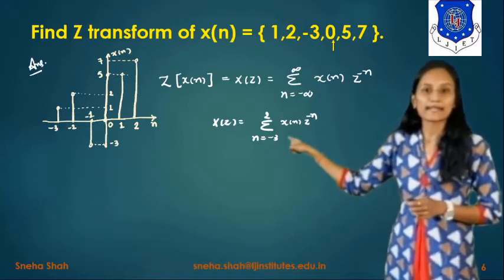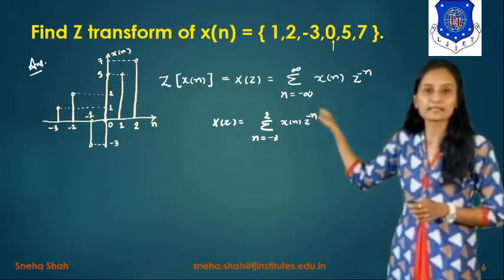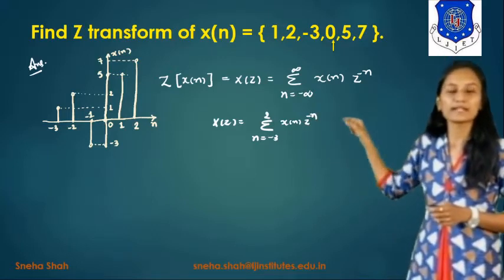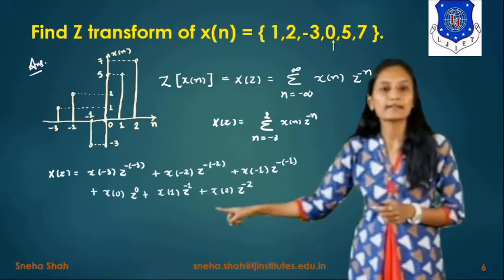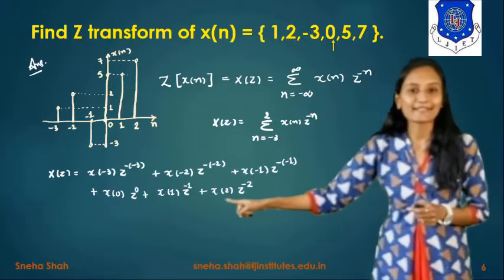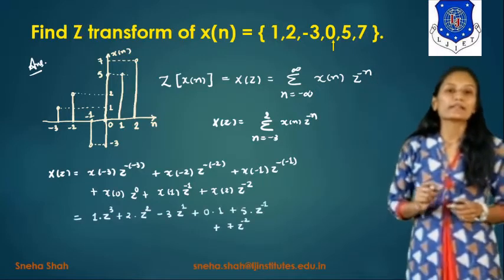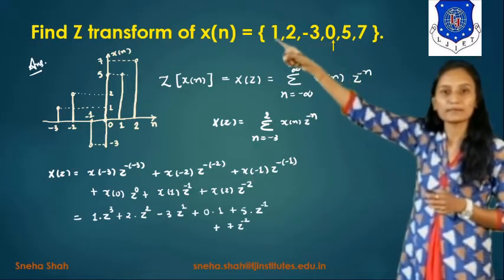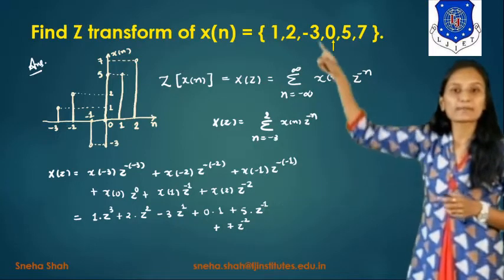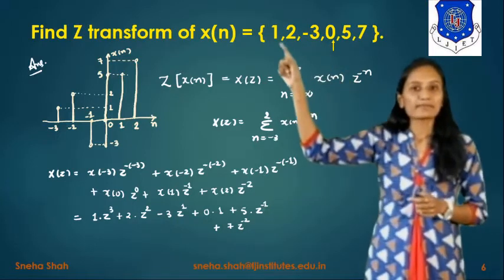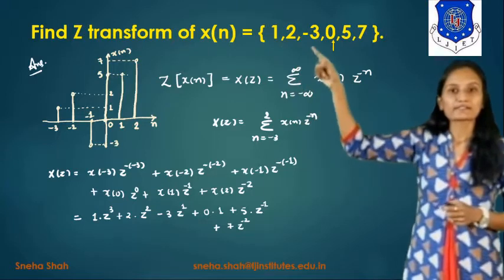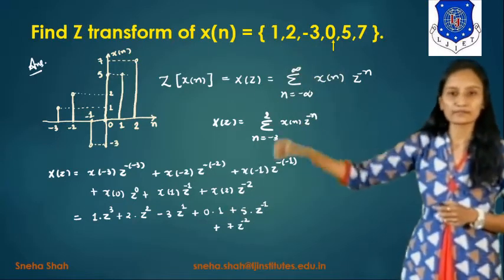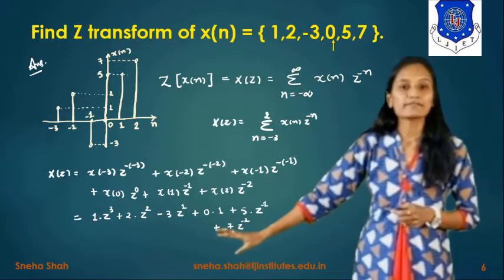So what will be the terms? x of minus 3 z raised to plus 3, x of minus 2 z raised to 2, plus x of minus 1 z raised to 1. Likewise, the whole expression will continue up to n equals 2. Now if we take the value of x of minus 3, at minus 3 its value is 1, so instead of x of minus 3 we have taken 1. x of minus 2 we consider as 2, x of minus 1 we consider as minus 3. Likewise, I have taken all these values over here. So this one is the final term.